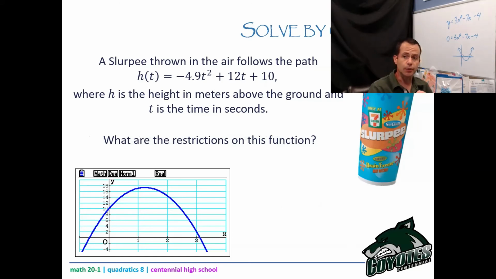In this context though, some of that's meaningless, right? The domain actually can only start at 0 and go to where the Slurpee hits the ground. Once the Slurpee hits the ground, there's no point in keeping the clock going. It's not like that Slurpee is going to burrow into the ground or anything like that.